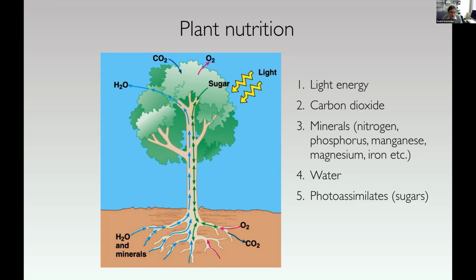Another very important function of transpiration is temperature control. Like animals, right? We sweat and we evaporate water from our skin to cool us down.